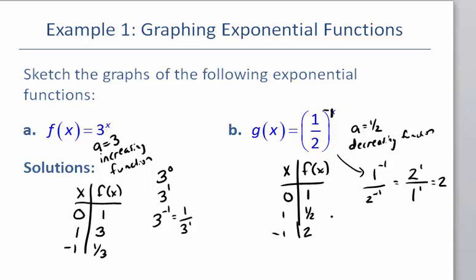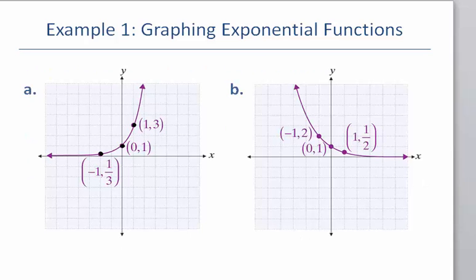We'll plot those 3 points and take a look at our graph, remembering that it's a decreasing function. Here are our points (negative 1, 2), (0, 1), and (1, 1/2). We know it's decreasing, and we know the basic shape of the graph, and that allows us to graph our exponential function.